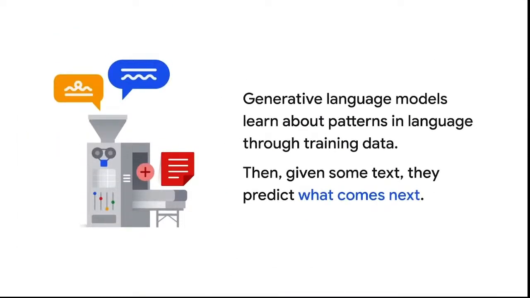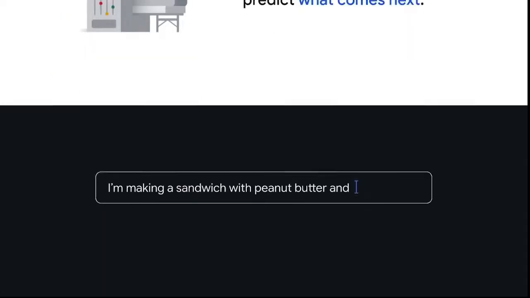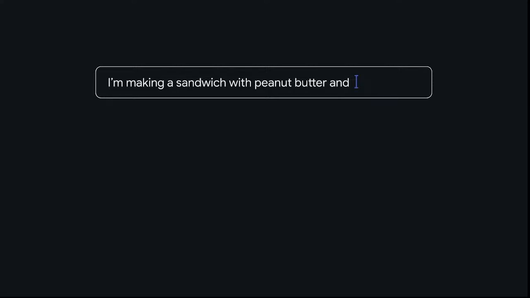I mentioned that generative language models learn about patterns in language through training data, then given some text, predict what comes next. Thus, generative language models are pattern matching systems. They learn about patterns based on the data you provide. Check out this example. Based on things it's learned from its training data, it offers predictions of how to complete this sentence. I'm making a sandwich with peanut butter and jelly.